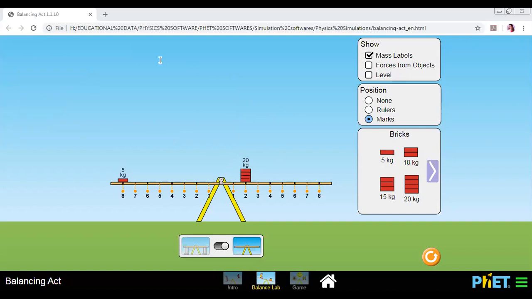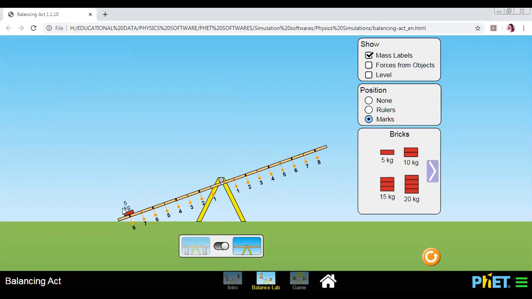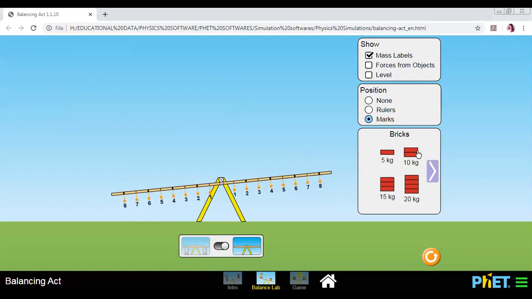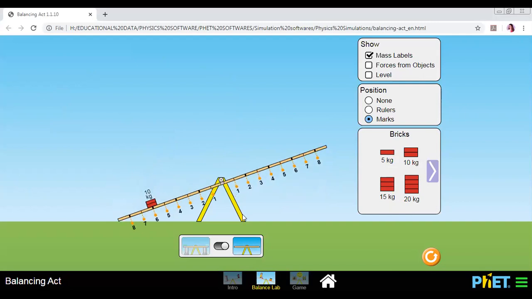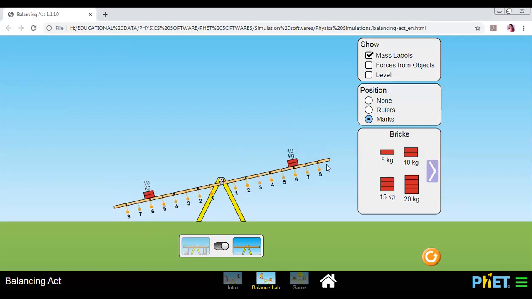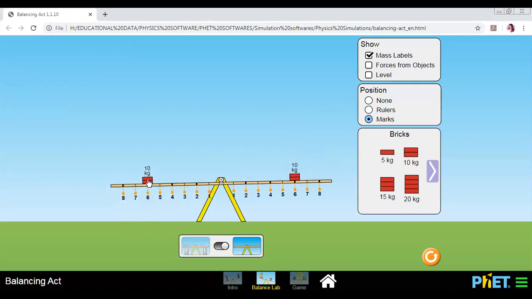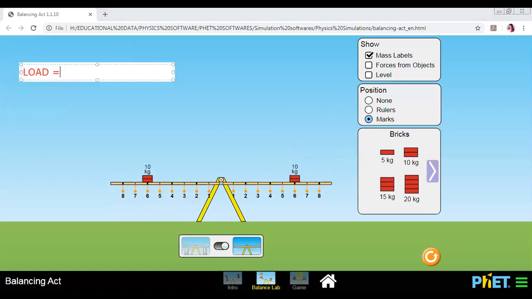Now, let's do something very interesting. Here I kept a load of 10 kg at 6. Okay. So, how much is the load? 100 Newton. Where I kept it at 6. Now, can I lift it by another 10 kg, another 100 Newton? And the answer is yes. I can do it with another 10 kg. What I have done, I have kept it at 6 only. So you will find here the load is 100 Newton. And how much is the effort? You will find the effort is also 100 Newton.